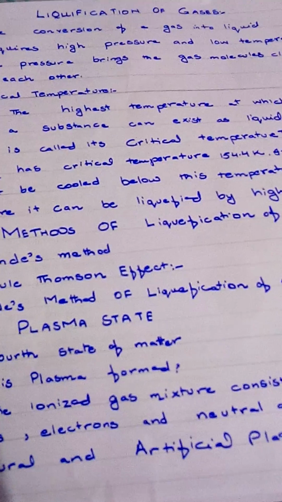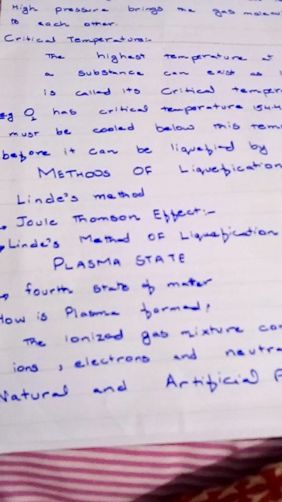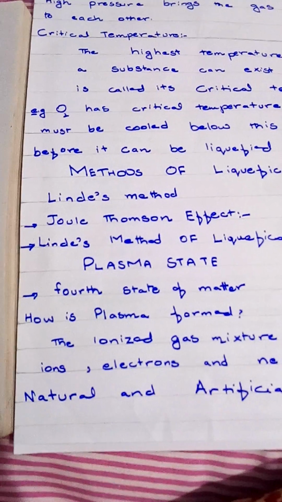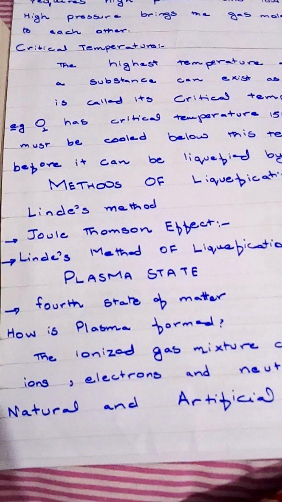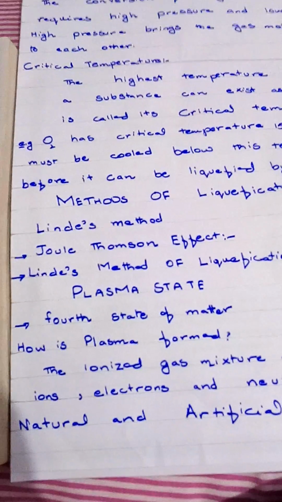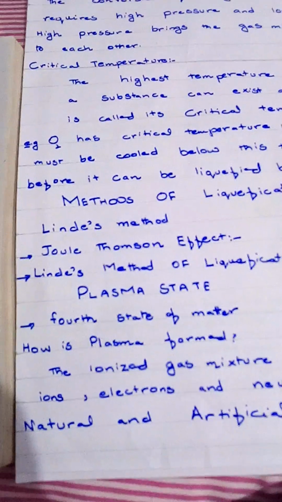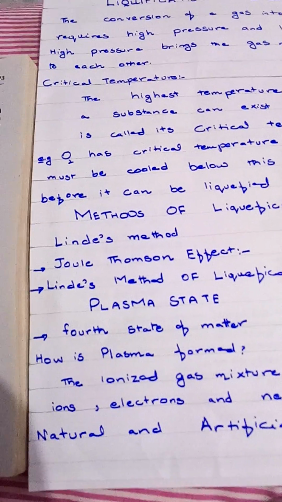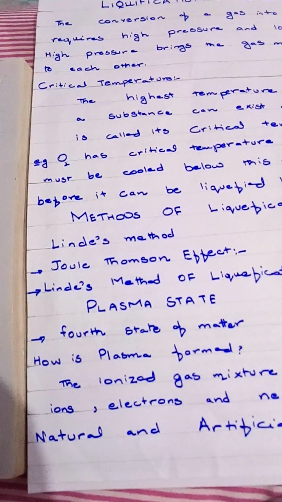Now we will start the last topic of the chapter gases, the plasma state. Plasma is often called the fourth state of matter, the other three being solid, liquid and gas. Plasma was identified by the English scientist William Crookes in 1879. In addition to being important in many aspects of our daily life, plasmas are estimated to constitute more than 99% of the visible universe. Although naturally occurring plasma is rare on Earth, there are many man-made examples.